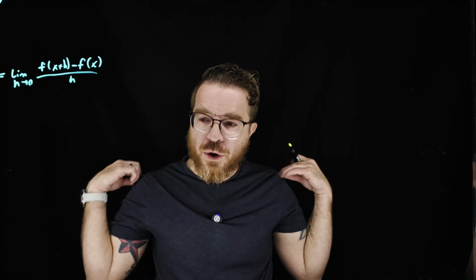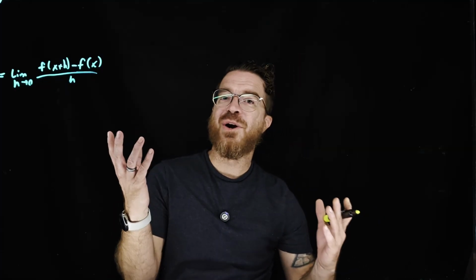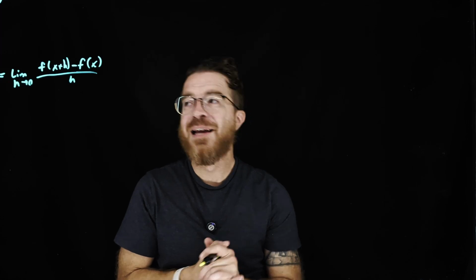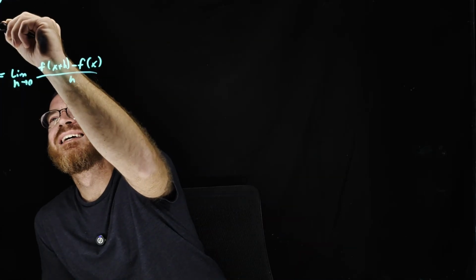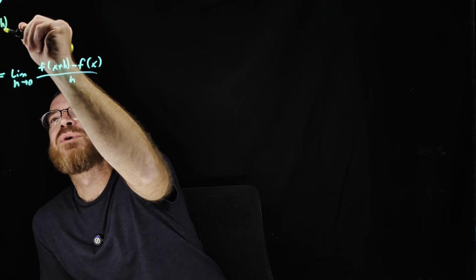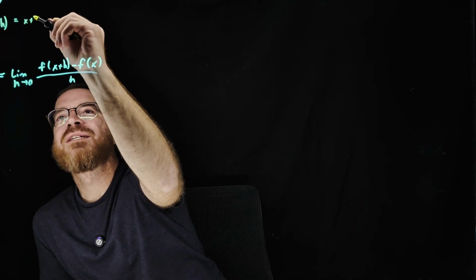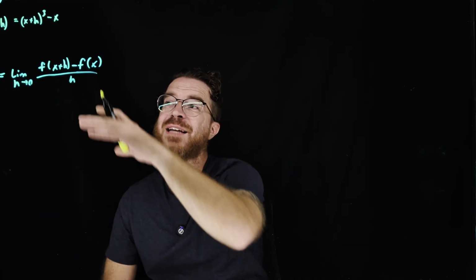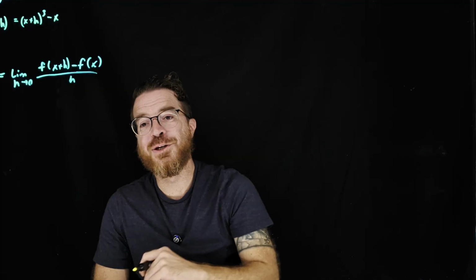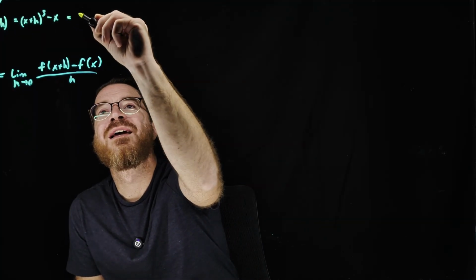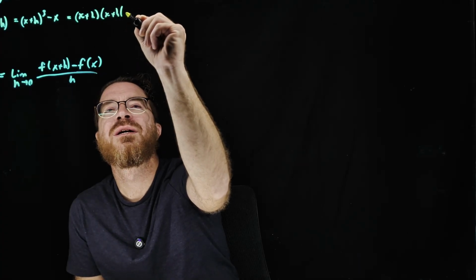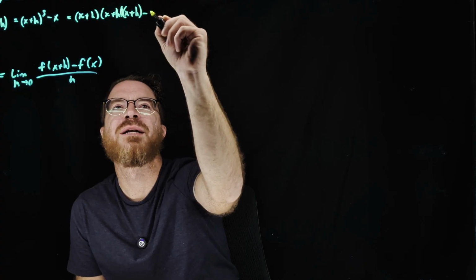So as always, first things first, let's figure out what our f of x plus h is. So if f of x is x cubed minus x, my f of x plus h is going to be (x plus h) cubed minus x. Now what I'm going to do is distribute out this cube function. So this is going to be (x plus h) times (x plus h) times (x plus h), and then minus x.